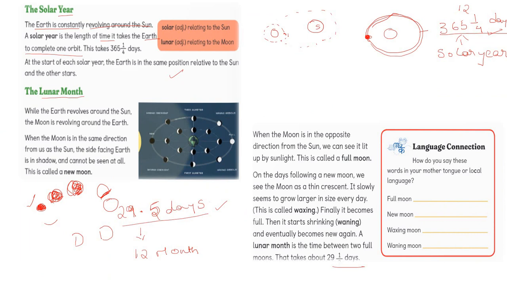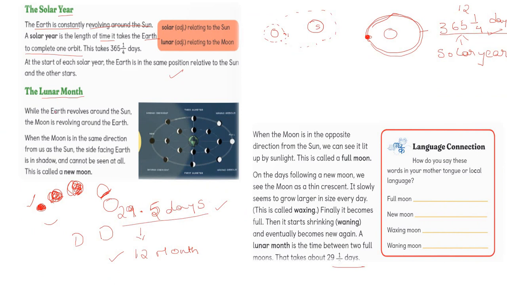So based on this 29.5 days, some calendars are prepared. Some calendars are based on solar year, that is the time taken by earth to revolve around the sun, and some calendars are based on lunar months. Based on these, calendars are of various types. Do you understand children? What is solar year? Time taken by earth to revolve around the sun. How many days? 365 1/4 days.